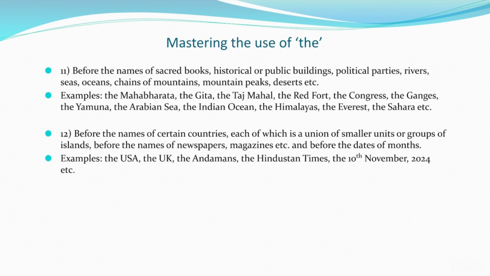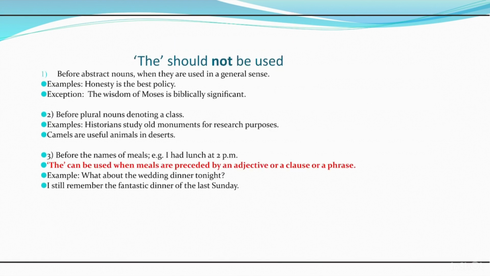Next, before the names of certain countries, each of which is a union of smaller units or groups of islands, before the names of newspapers, magazines, etc., and before the dates of months. Example, the USA, the UK, the Andamans, the Hindustan Times, the 10th November 2024, like this.